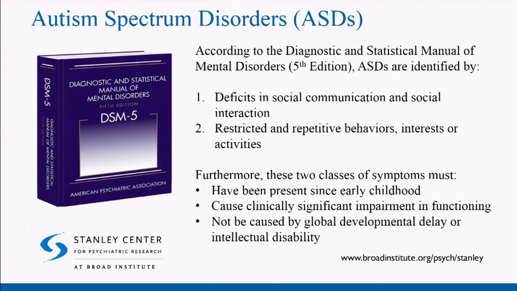ASDs, autism spectrum disorders, include a very heterogeneous and large group of neurodevelopmental conditions that are characterized by a small set of core features. Social and communication deficits, and those can take many forms. It can involve things like not making eye contact or not speaking at all. There's a wide range. And restricted and repetitive behaviors and interests or activities. That can range from everything from hand flapping, which would be a behavior, to an interest like a very consistent interest in something like trains.